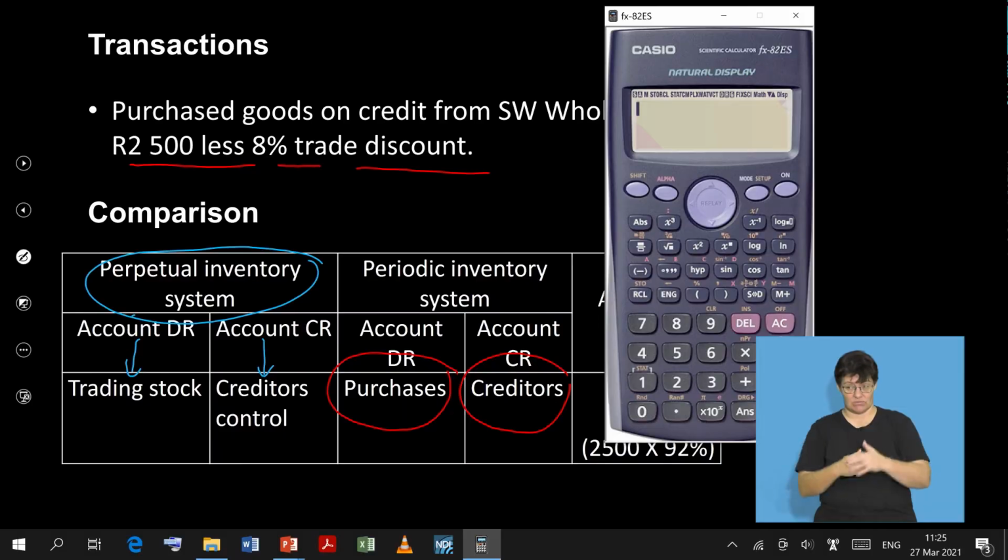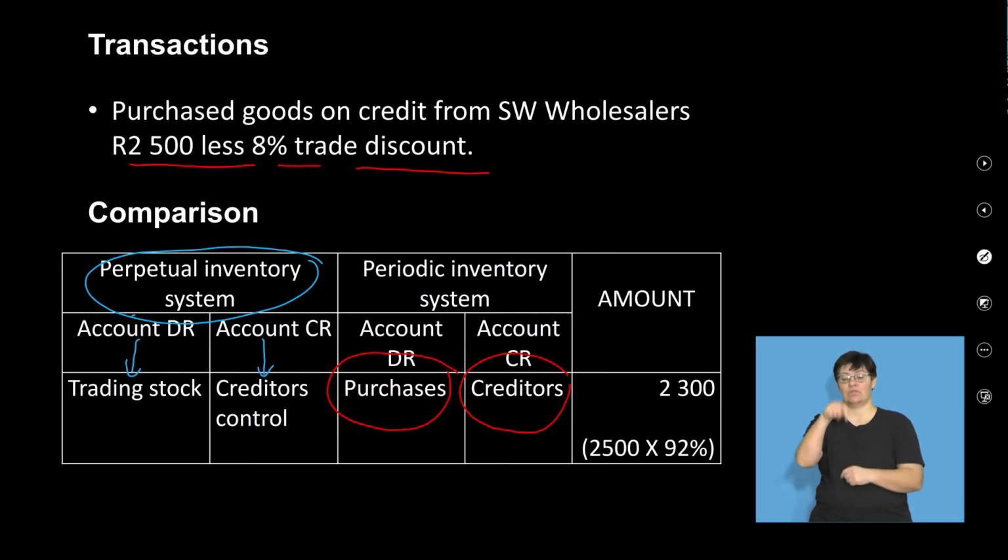So here we go. All that we do is we say 2,500 times the 8% will give me a figure of 200 Rand. Take your 2,500 minus the 200 will give you a figure of 2,300. There we go. And that's the calculation, the explanation, 2,500 times 92%.